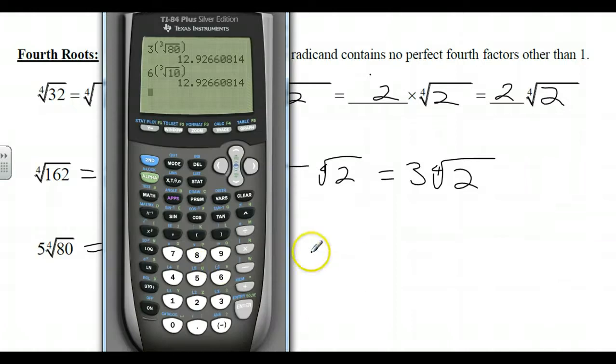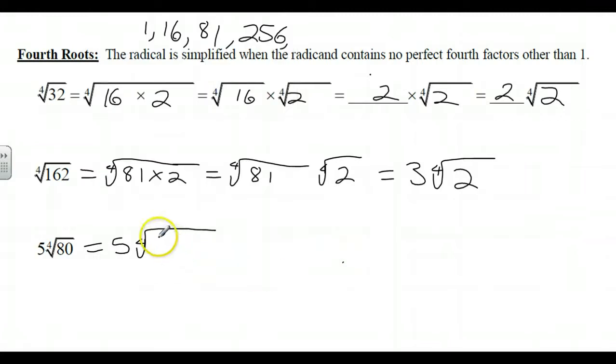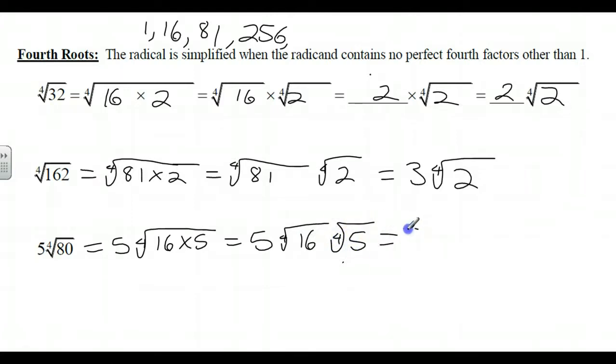Okay, 80. Well, the first fourth power is 16, so is 80 divisible by 16? Yeah, 5 times. Okay, 16 times 5. So the 5 is out front. We split the root of the product into the product of roots. The fourth root of 16 is 2.